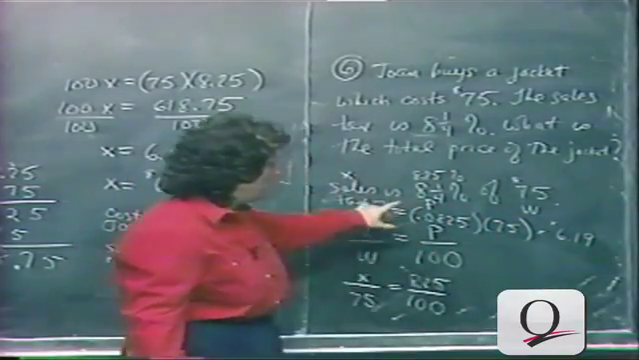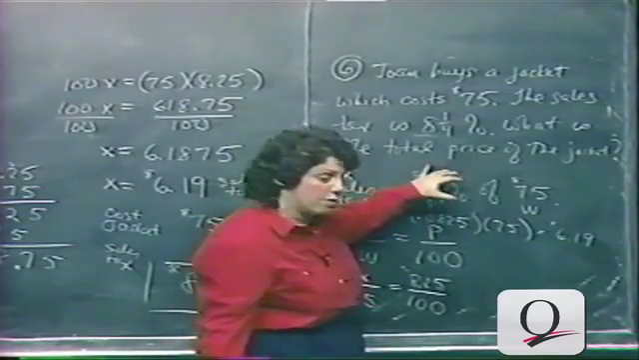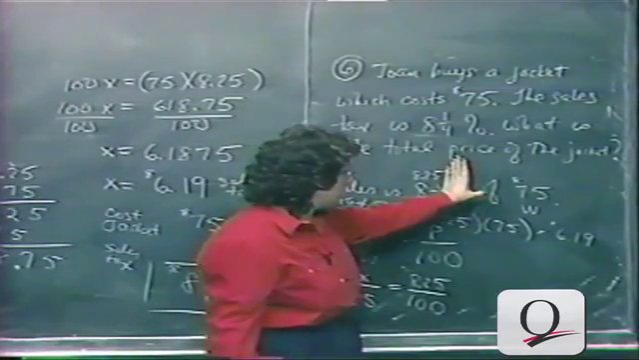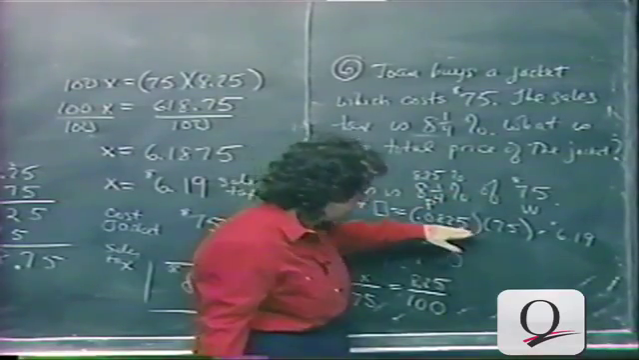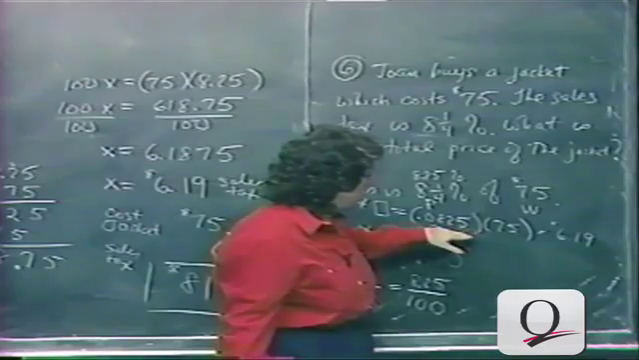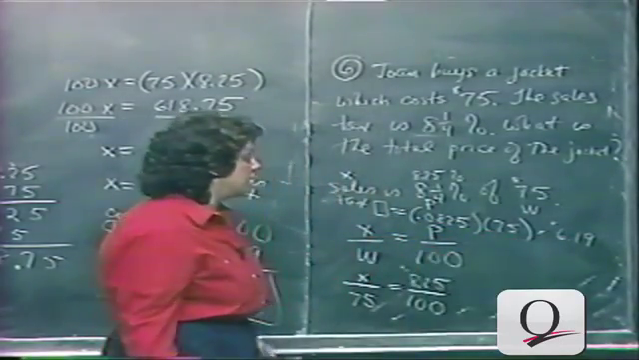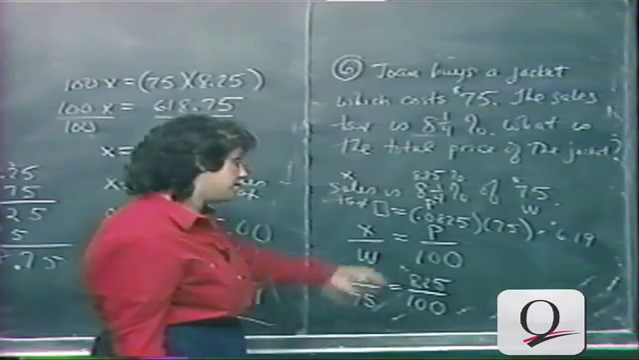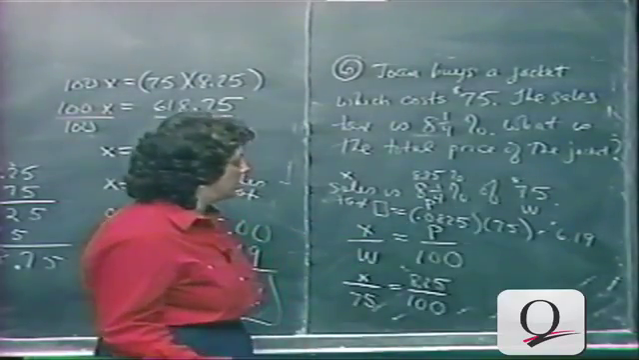So if you want to, you can say 0.0825. That's the 8.25% equivalent in decimals. You drop the percent sign, you divide by 100. You move 2 places to the left. 0.0825 times 75 gives $6.19 for the sales tax, rounded to the nearest cent, and you add that to the price of the coat.